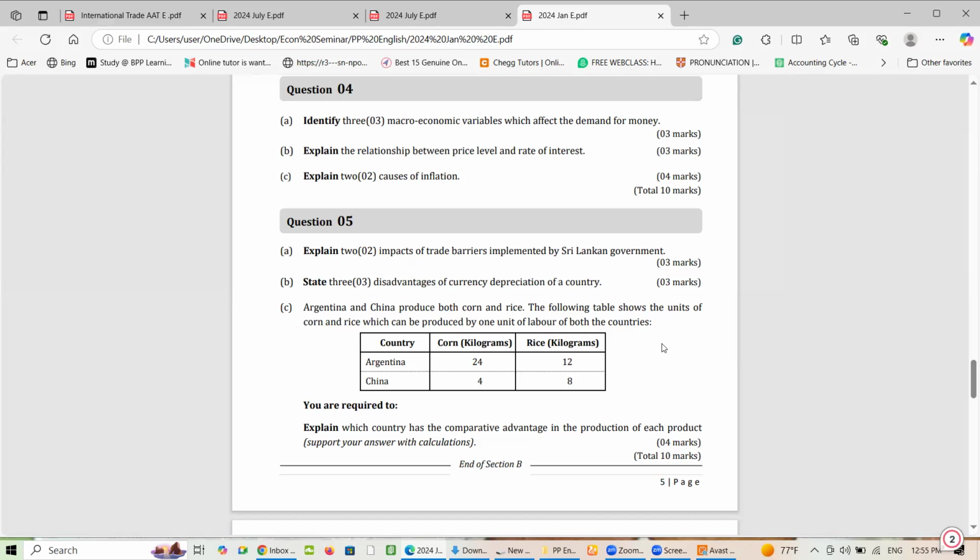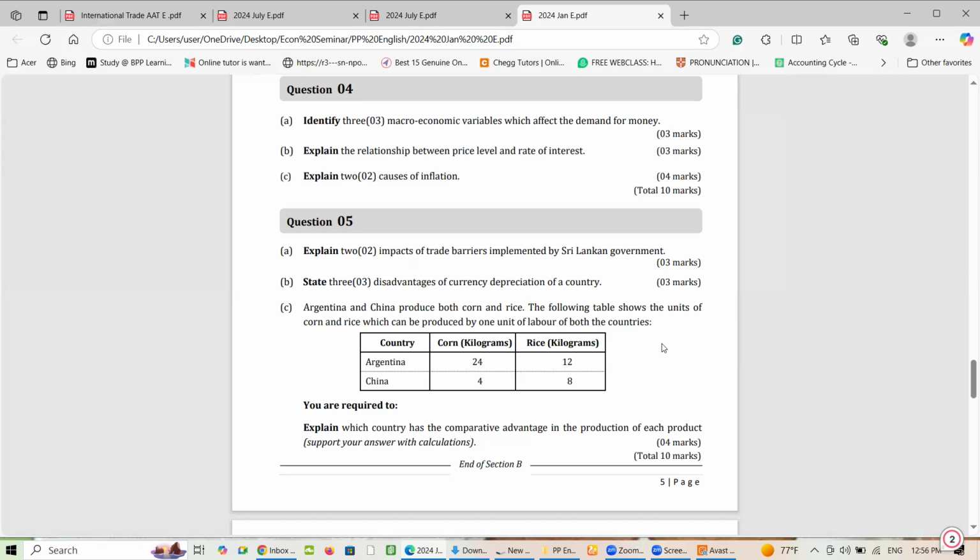Look, Argentina 24, but China 4. Rice production 12 and 8. Explain which country has the comparative advantage in the production of each product. Support your answer with calculations. But here they are talking about comparative advantage. Now, since I have not discussed comparative advantage yet, you can answer this question. Now just tell me, which country has the absolute advantage for each product?